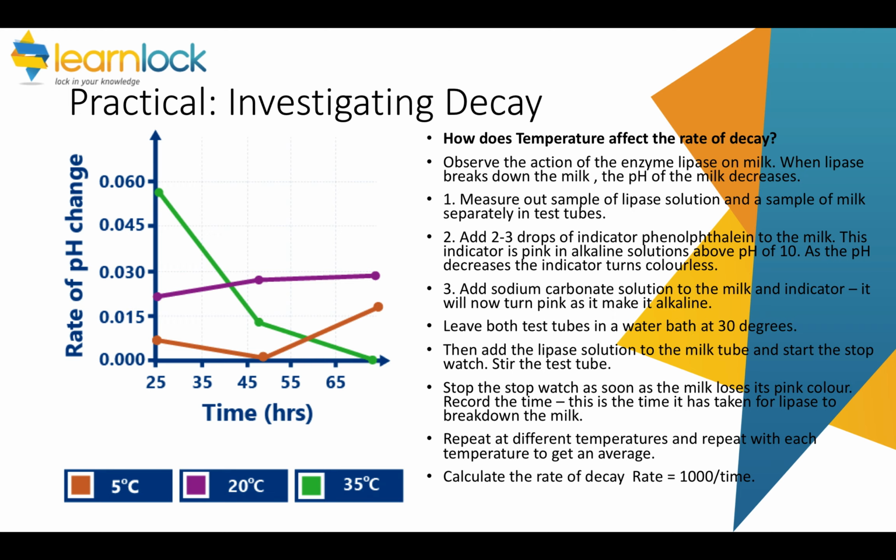You'll then put this test tube and the test tube of the lipase into a water bath and warm it to 35 degrees. Then you would add the lipase solution and start the stopwatch. And then when you no longer see the pink colour, you stop the stopwatch, and that's how long it's taken to break down the milk. And then you will repeat it at different temperatures to see how temperature affects the rate of decay. Remember, we've looked at rates before. The rate equals 1,000 divided by time.